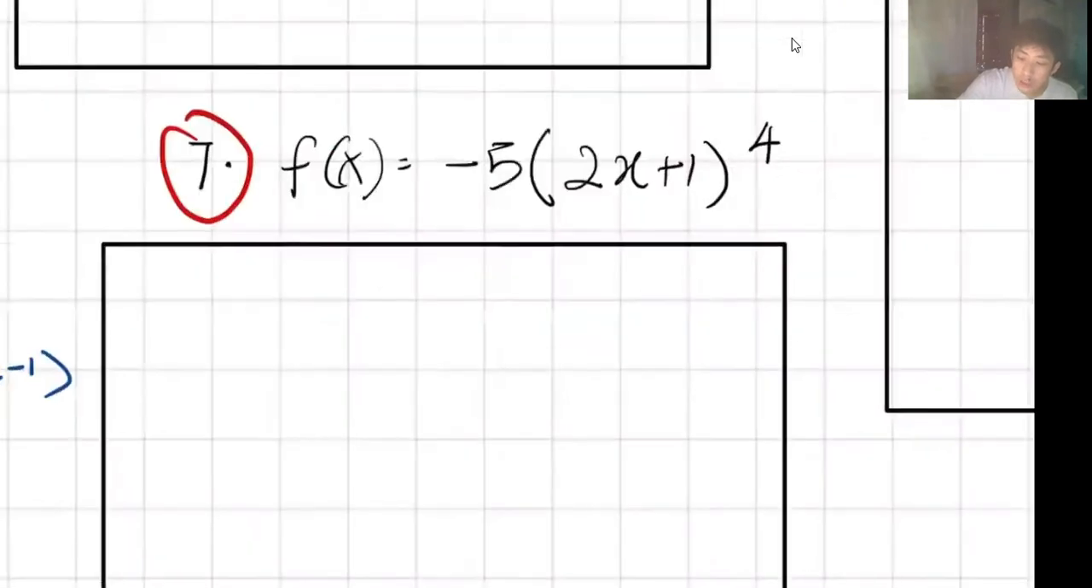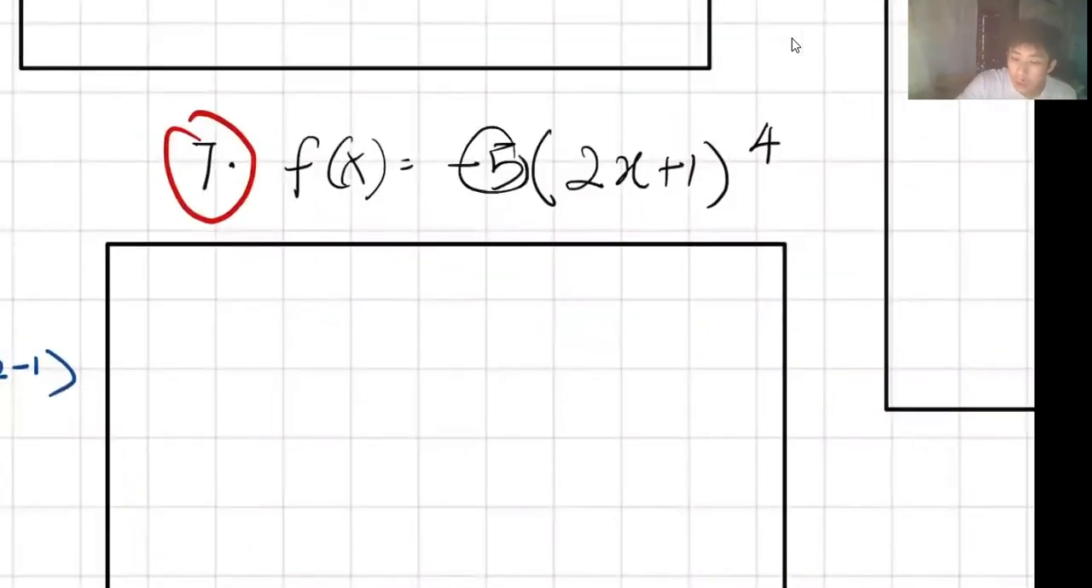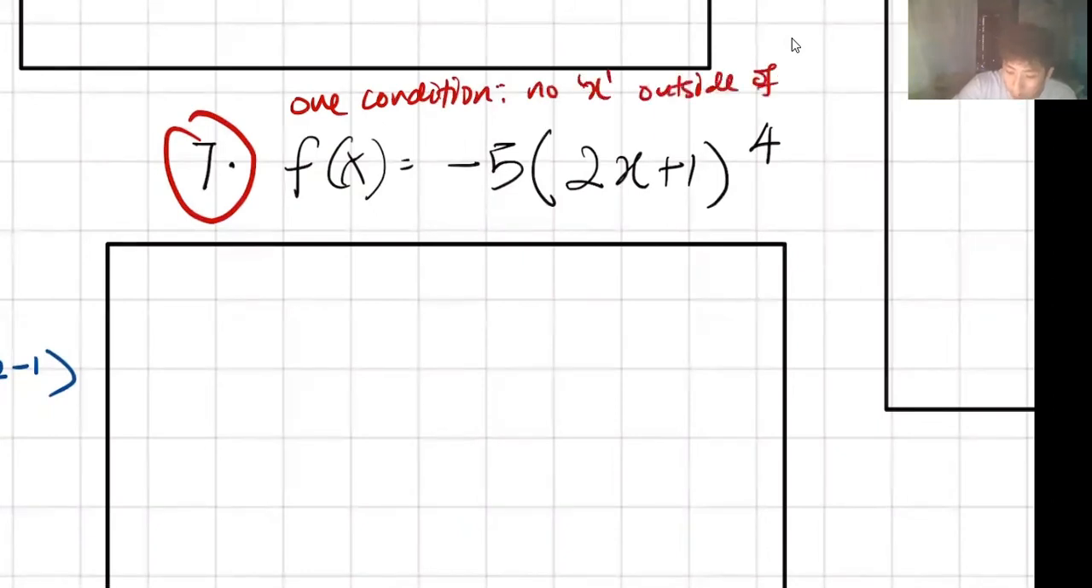Okay, 7, do one more time. So what I do is, don't be scared of this -5. As long as there's no x outside of the bracket, one condition now, write down now. The condition for all this kind of question, power chain rule, is no x outside of bracket. Don't forget.